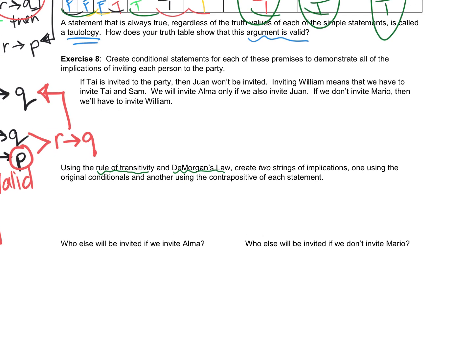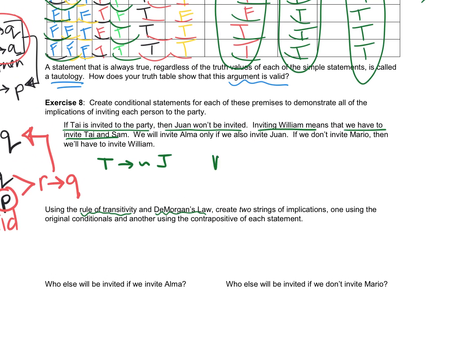If Ty is invited to a party, then Juan won't be invited. So that means that Ty implies that Juan will not be there. Now, inviting William means that we have to invite Ty and Sam. So if William, we're going to say that implies Ty and Sam.